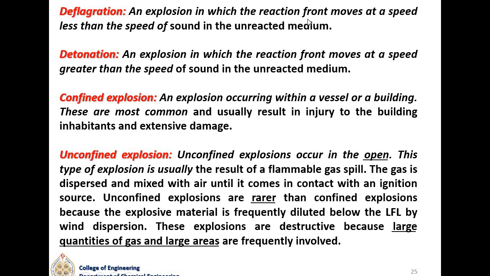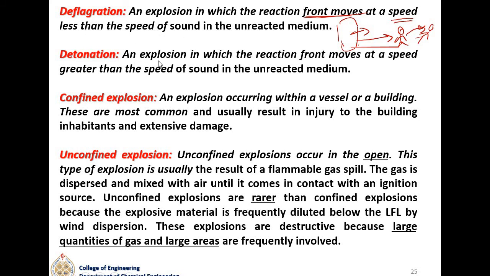It is an explosion in which, if you have an explosion here and you're standing here, the effect of that energy will throw you back. Why will it throw you back? Because the push of that explosion moves at a speed. However, the speed is less than the speed of sound.